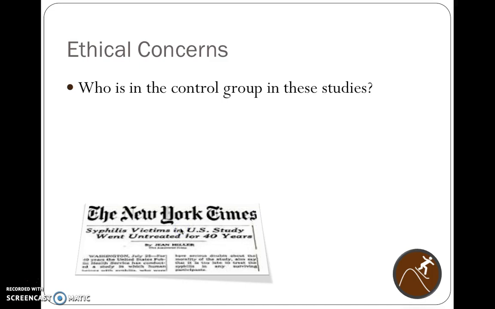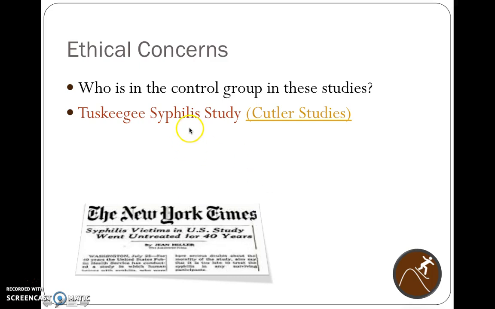You have to have a lot of support from review boards and make sure you've done everything correctly, because people who are in the control group or the no exposure group ought to know. You can't hide information from people. When people have things like syphilis, they should be told. Unlike Dr. Cutler's studies in Tuskegee, Alabama, and also in Guatemala.